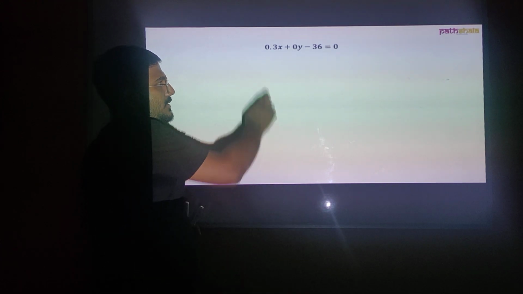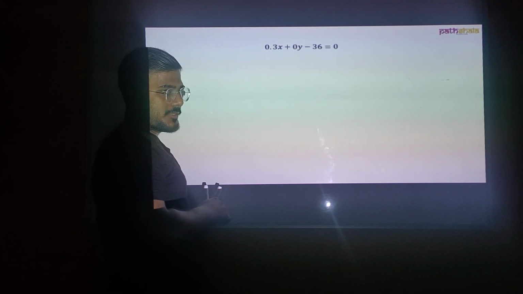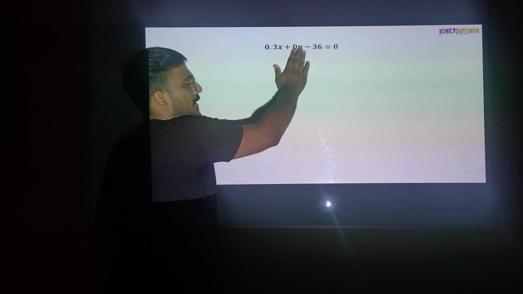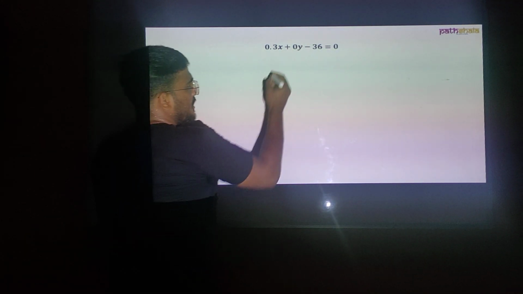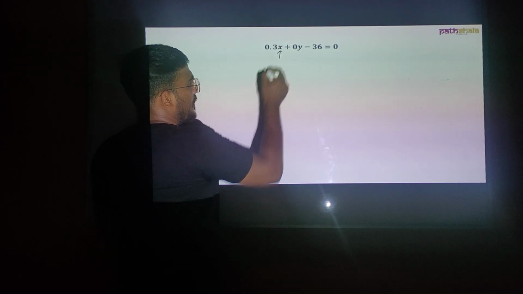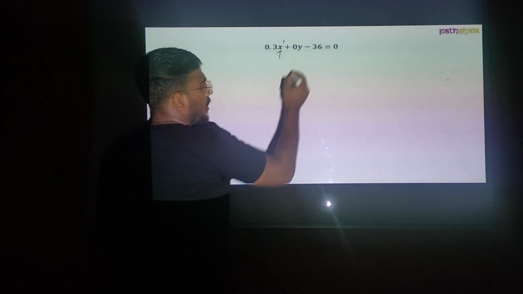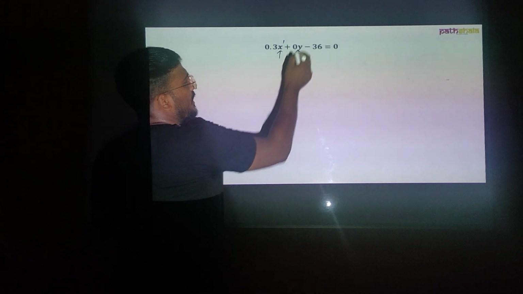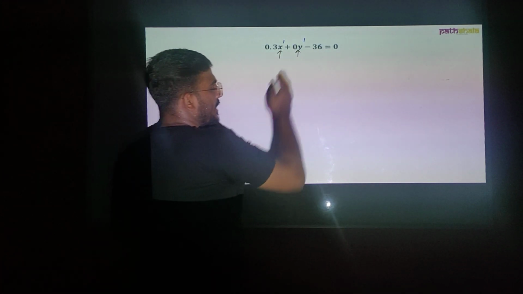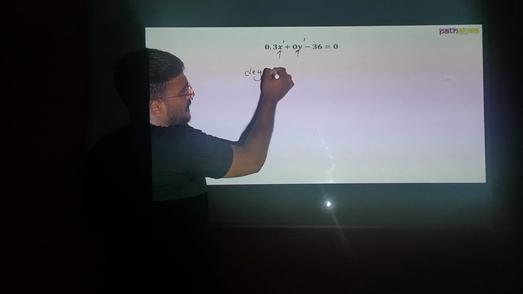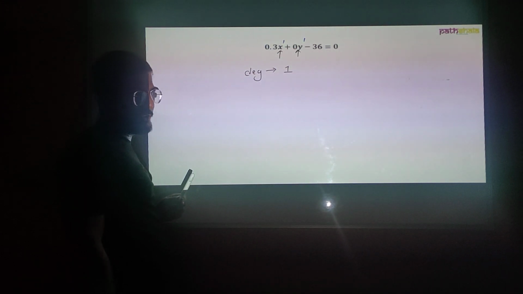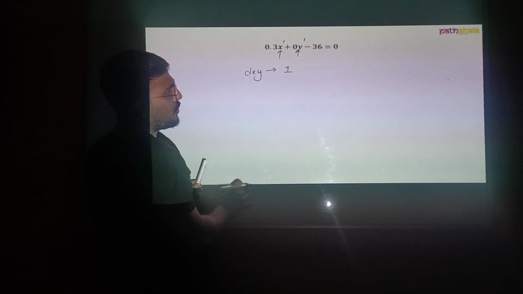The first sum out of that is 0.3x plus 0y minus 36 equal to 0. Now let's check, first of all, the power. What is the power of x over here? 1. What is the power of y over here? Of course 1. And numbers of course don't have a power. Since the power is 1, it means the first of the conditions is satisfied. Degree is 1. Now let's check the coefficients.